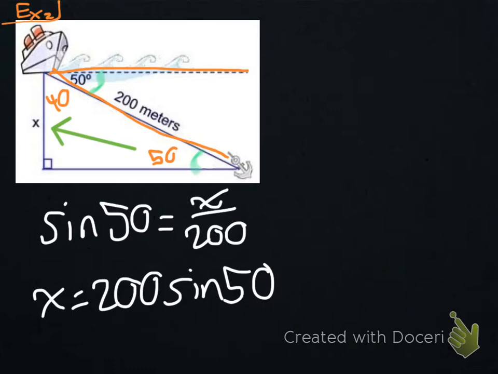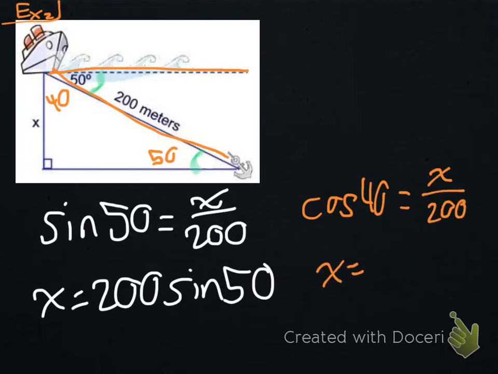If you did not notice the alternate interior angles and you use the 40, I'll show you how to do that as well, because I'm a nice person. But in that case, we would no longer be dealing with an opposite side length. We'd be dealing with the adjacent leg length, which means we'd be dealing with cosine of 40 now, right? Cosine of 40 would be x over 200. Therefore, x equals, multiply both sides by 200, you get 200 cosine 40. And if you type both those in your calculator, you will get the same thing.